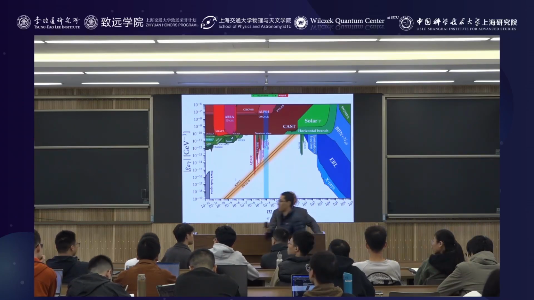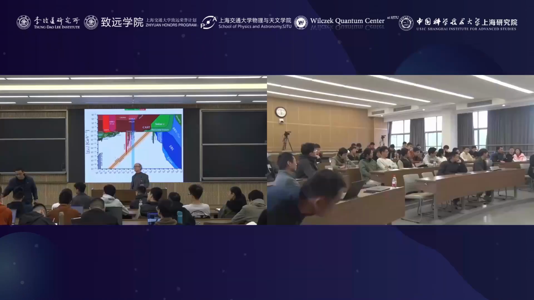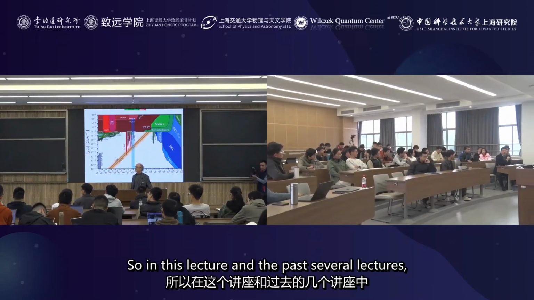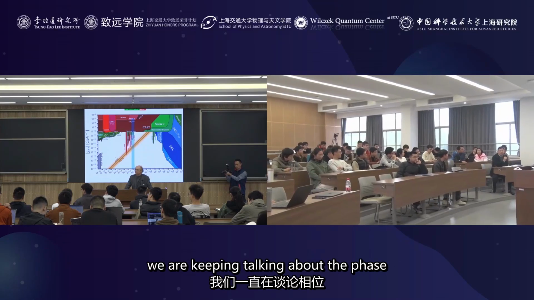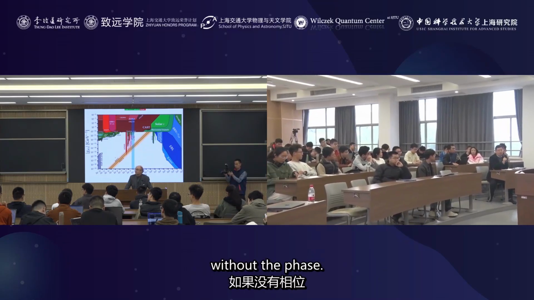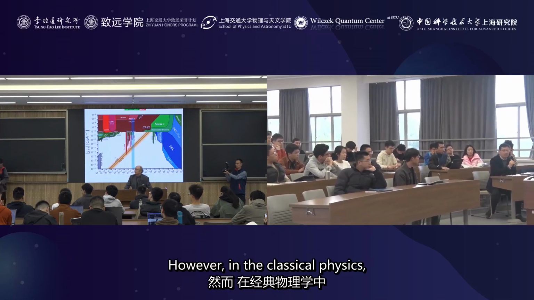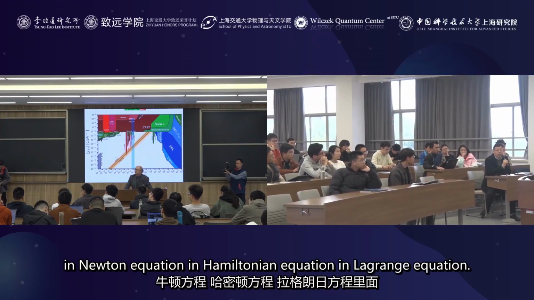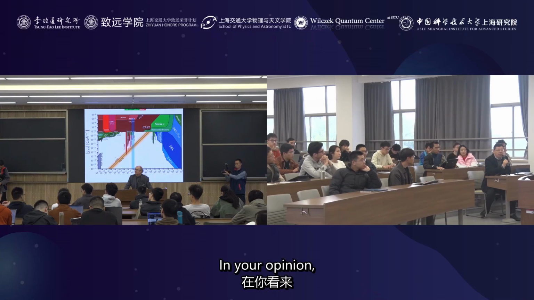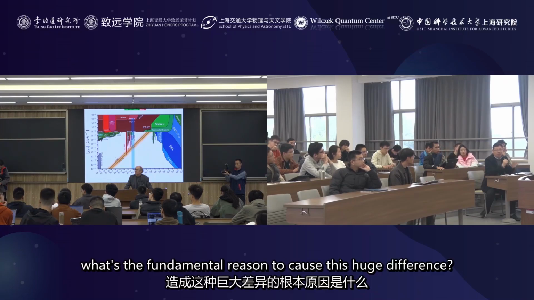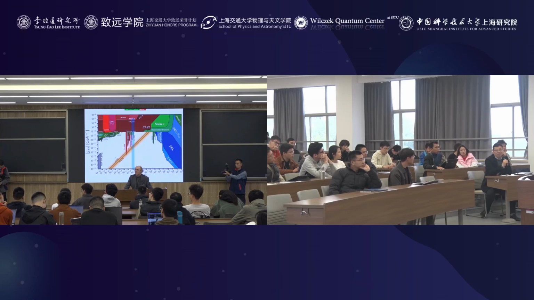Yeah. So in this lecture and the past several lectures, we keep talking about the phase. Without the phase, the whole theory just collapses. However, in classical physics, in Newton's equation or Hamiltonian equation, Lagrange equation, there's no phase. So in your opinion, what's the fundamental reason for this huge difference?